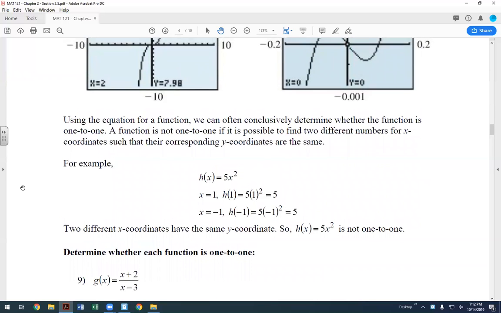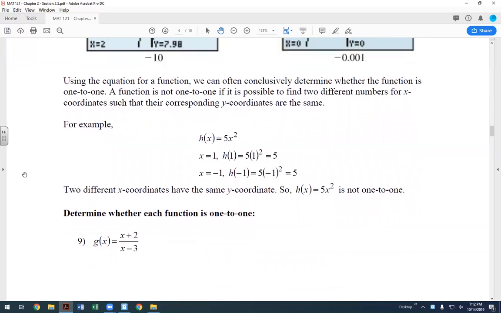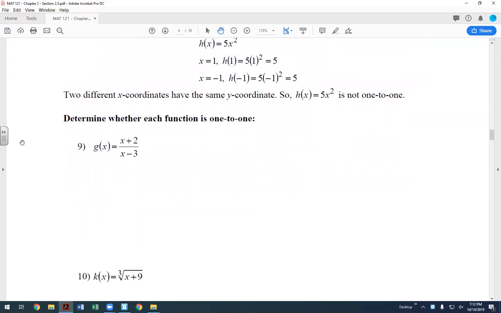This function, of course, is a parabola, right? Opening up, 5x squared, we know it's going to fail the horizontal line test also. So all parabolas are not invertible. You cannot find their inverses unless we restrict their domain. That's something we're going to look at as we go forward. But let's talk about how to decide if our functions are 1-to-1 or not depending on the graph.